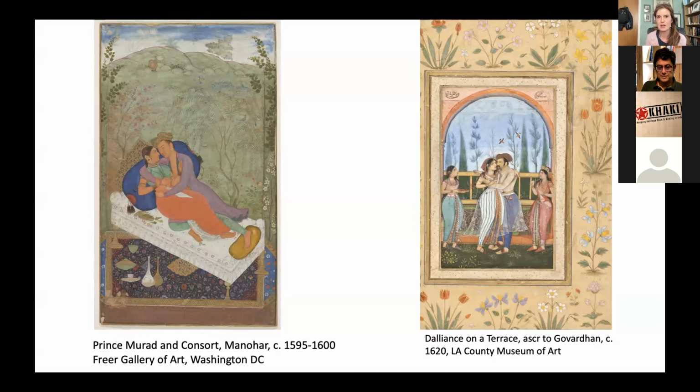And in the kind of 1590s, roughly, there's a very extraordinary group, really, of 7 portraits that Manohar makes of Prince Murad. And this is one of the finest on the left that shows him with a consort. Whether this is meant to be his wife, who was the daughter of Mirza Aziz Kokar, I'm not sure, or whether it's meant to be just a concubine or some courtesan that he has a relationship with. He was certainly very attached to the daughter of Mirza Aziz Kokar. And so for me, I think of it in that way.